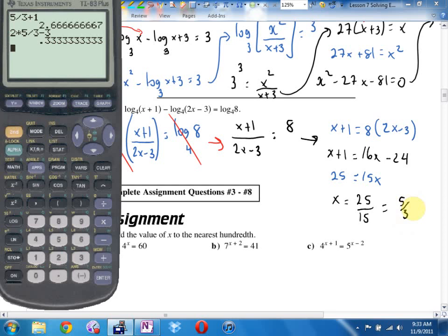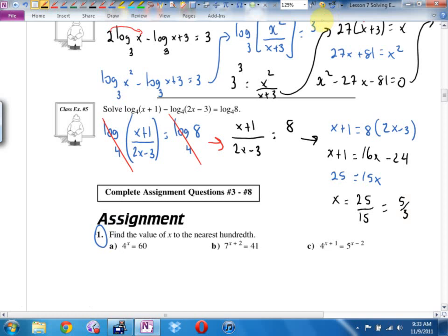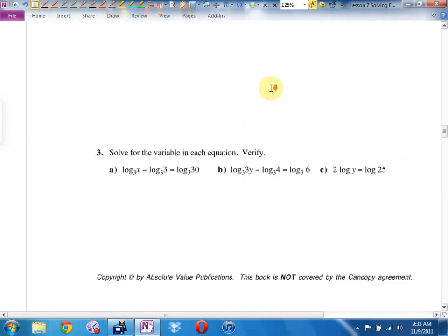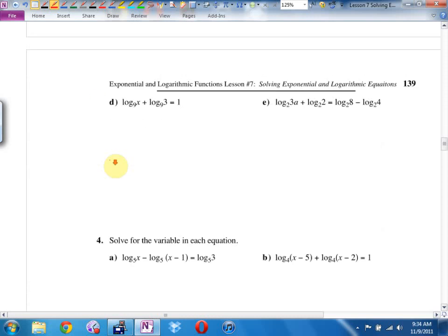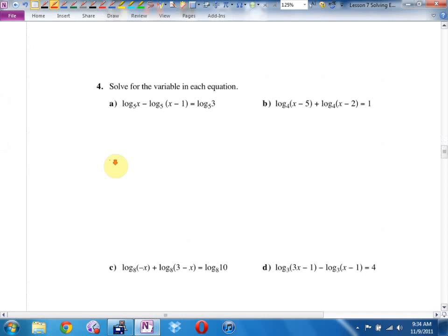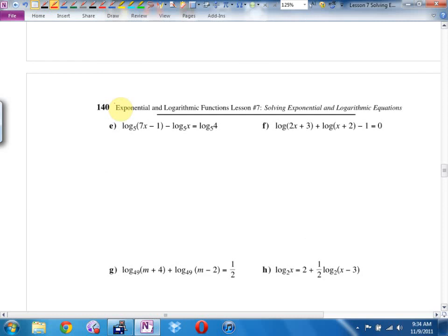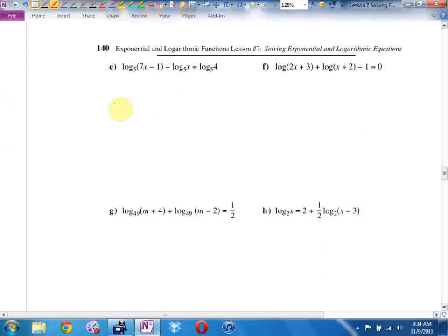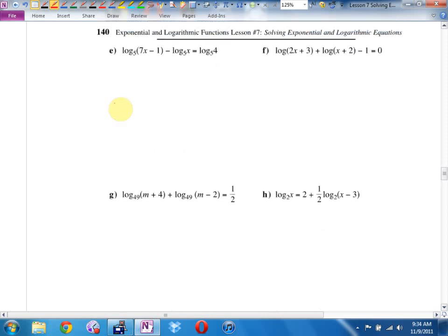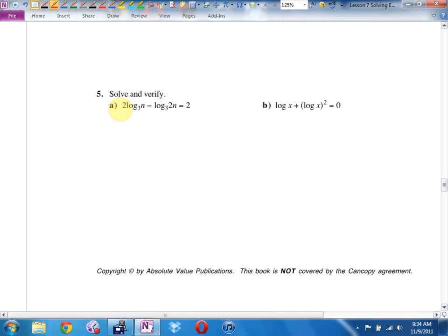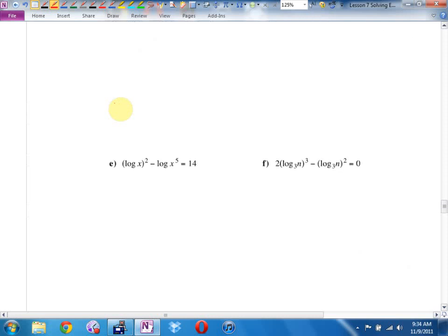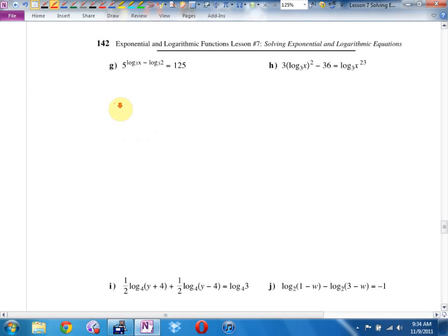I already assigned number 1 and number 2 and number... I think 3. Four. Yeah, G and H are nasty, but if you get those, you'll find the test easy, so I'll leave those. I skipped 5. Yeah, I am. Ooh, those are yucky. I already assigned 6, yes? 7. And 8.